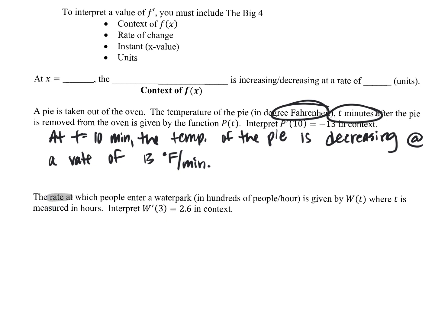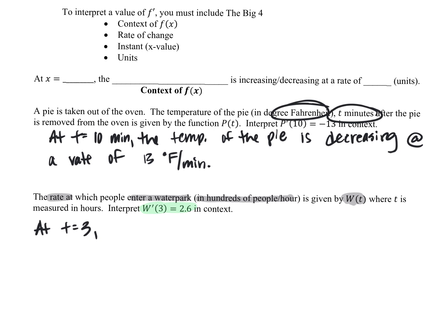The rate at which people enter a water park in hundreds of people per hour is given by W. I already gave you a rate. I really gave you a W prime, you know what I'm saying? But I labeled it W. They can do that. And they said, interpret W prime of 3 equals 2.6. So at T equals 3 hours. That's okay. We don't even have to. At T equals 3. This is the hard part.